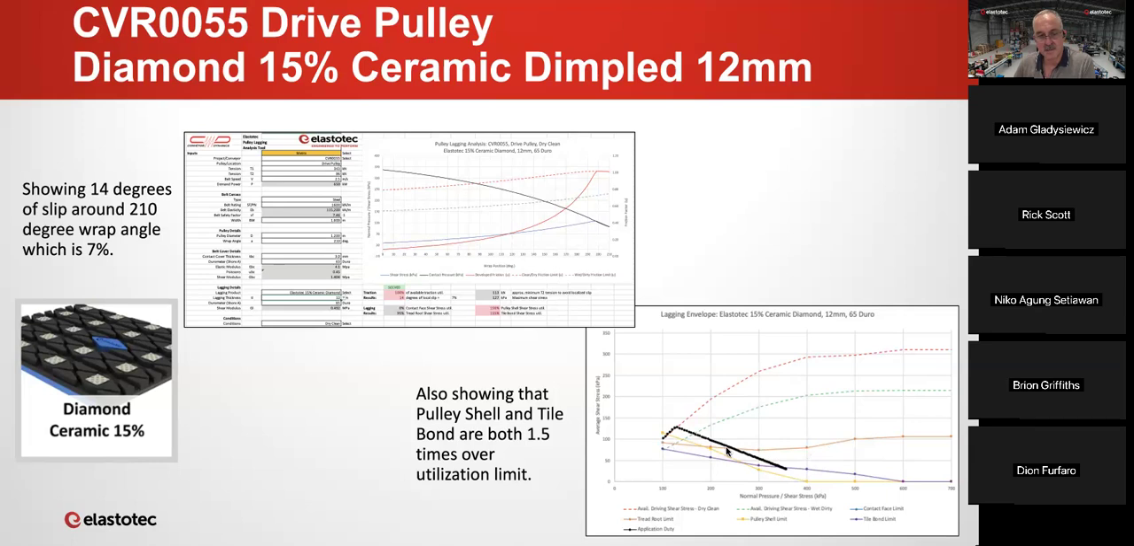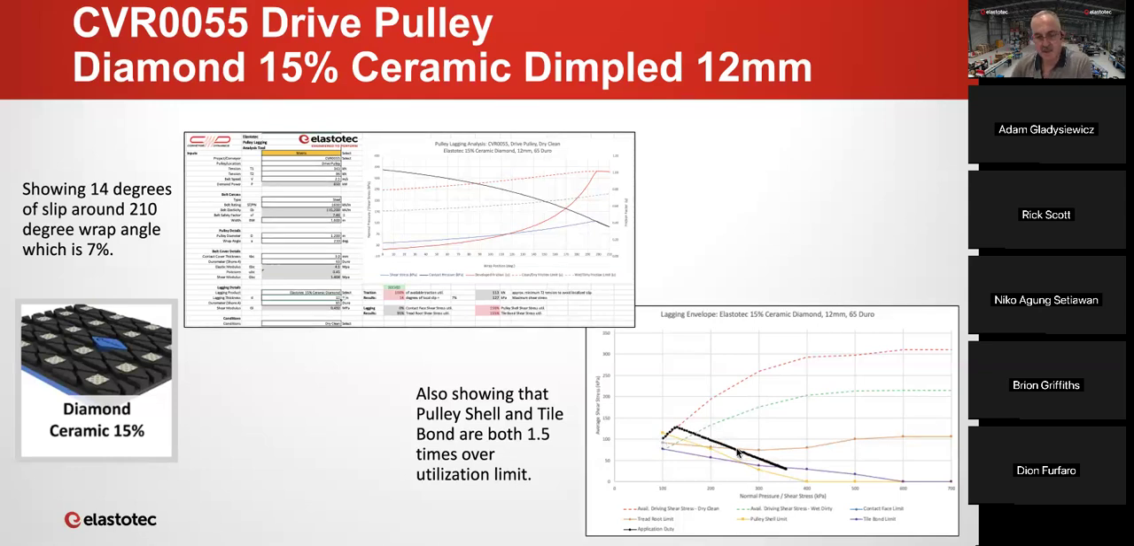This orange line is the tread root limit. So the bottom of the grooves, that's the fatigue limit. And then the purple line is the tile bond limit. Now this black line is our operational conditions for this conveyor. So starting here on the right-hand side, that's where the belt is first contacting the pulley. So that's the inlet point, moving to the exit on the left-hand end of the black line.